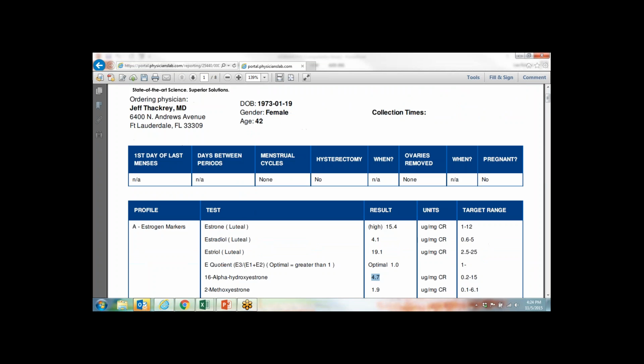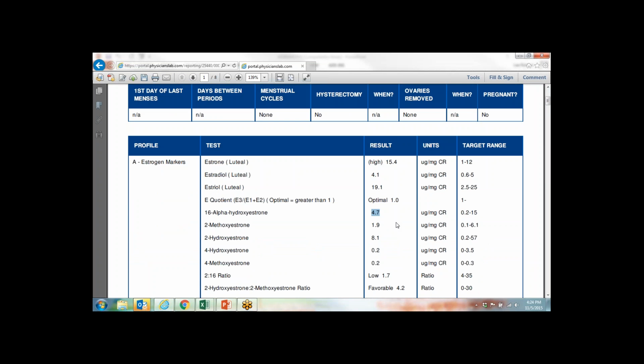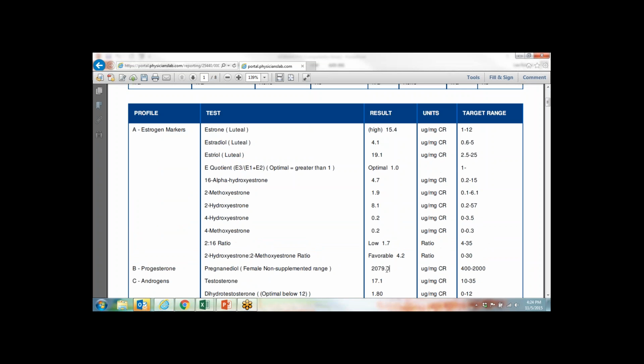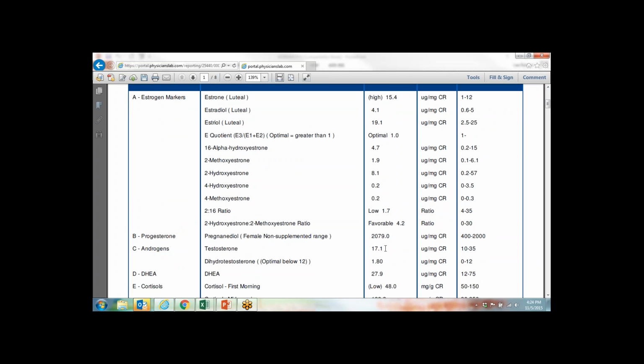So I'm not on an estrogen medication, so I can't lower my estrogen dose, but I can increase my progesterone. I'm not on a progesterone medication either during this test. So I can increase my progesterone to balance out that estrogen-dominant dynamic. I could stand to be a little higher in testosterone. I have low androgen symptoms.